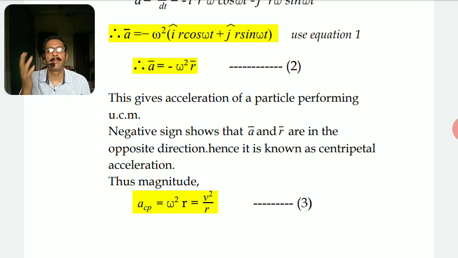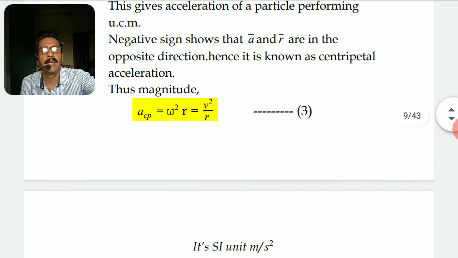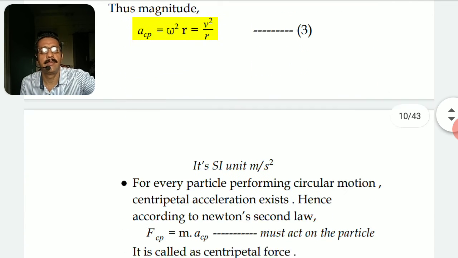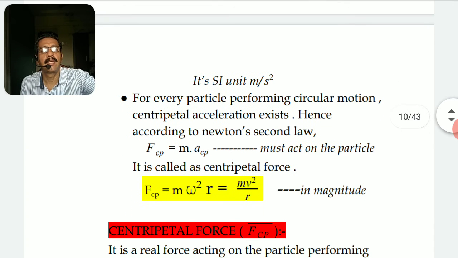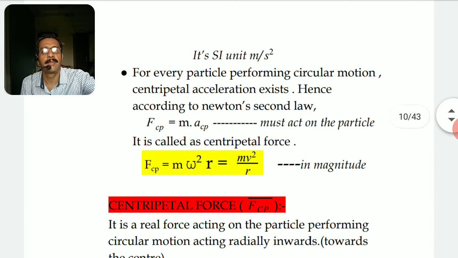Of course, in terms of magnitude, centripetal acceleration is the same as omega squared r, or it's equal to v squared by r. That's a very simple derivation. Because it is acceleration, its SI unit is going to be meter per second square.